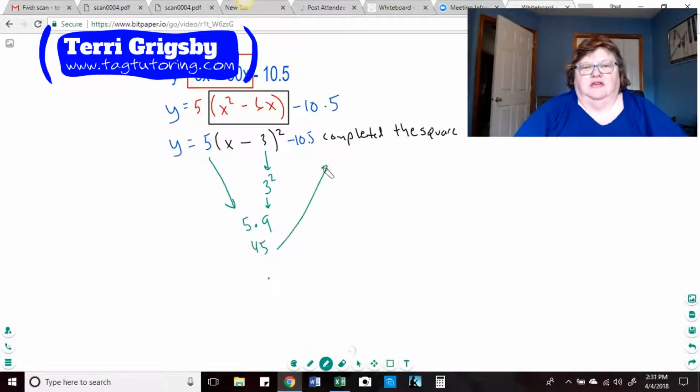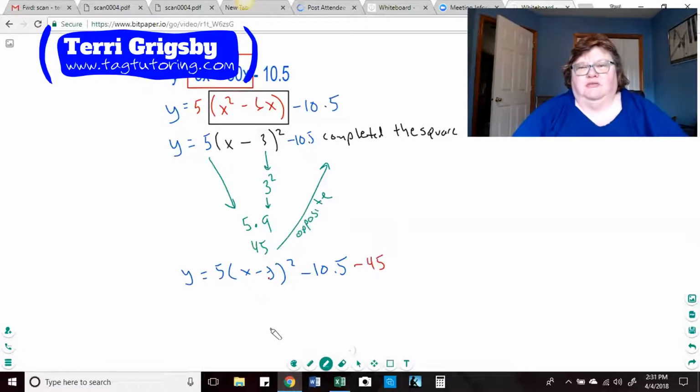So now on the end here, remember, I'm going to do the opposite. Okay, so now what I have left is y equals 5, quantity x minus 3 squared, minus 10.5, and then minus 45. That's that little extra that we got when we did the perfect square. Okay, so then if we clean that up a little bit, y equals 5, quantity x minus 3 squared, minus 55.5. And that is in vertex form.